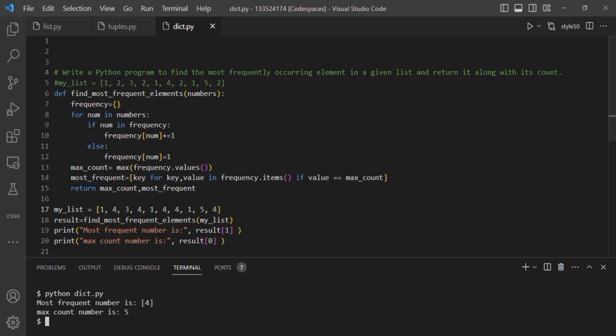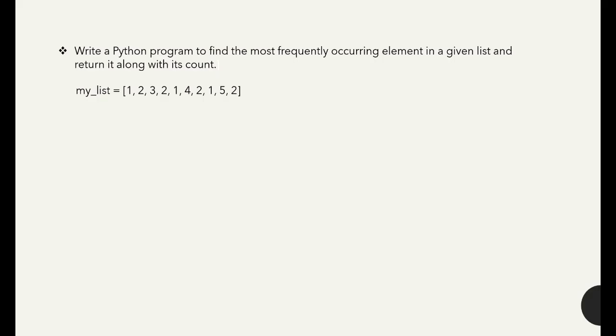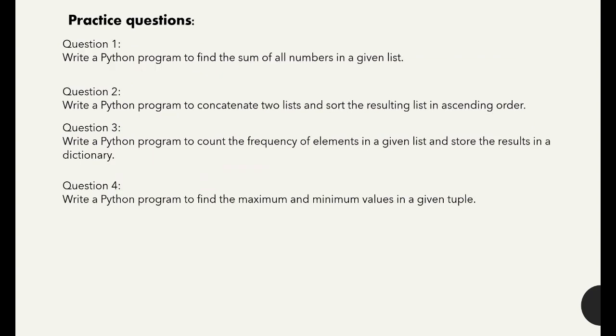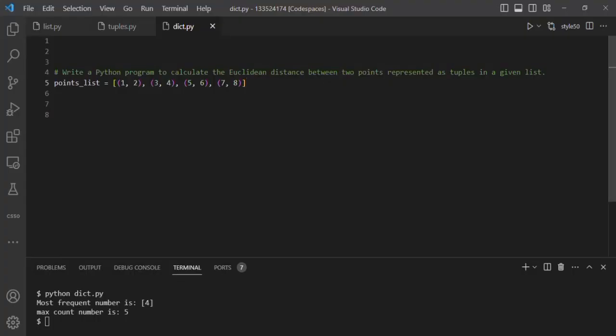So let's move towards our next problem statement, and that is to write a Python program to calculate the Euclidean distance between 2 points represented as tuples in a list. So basically the Euclidean distance is a measure of a straight line distance between 2 points in a Euclidean space. So mostly mathematicians use it in mathematics and data analysis. We can use this formula by using the Pythagoras theorem.